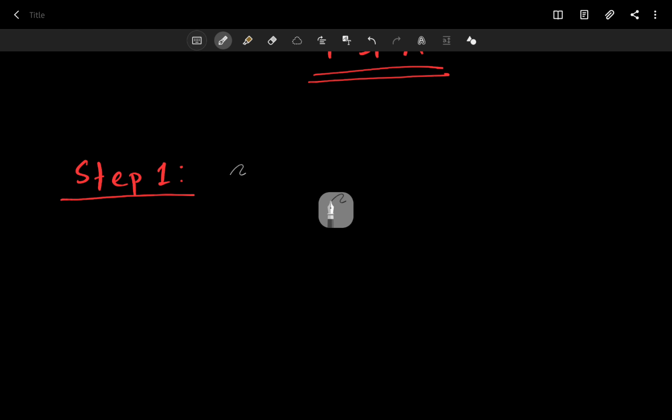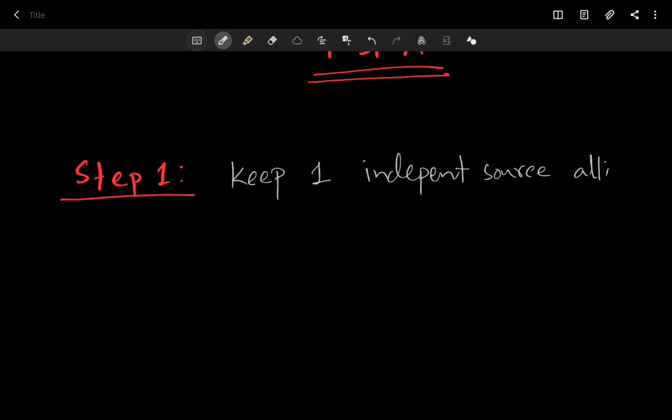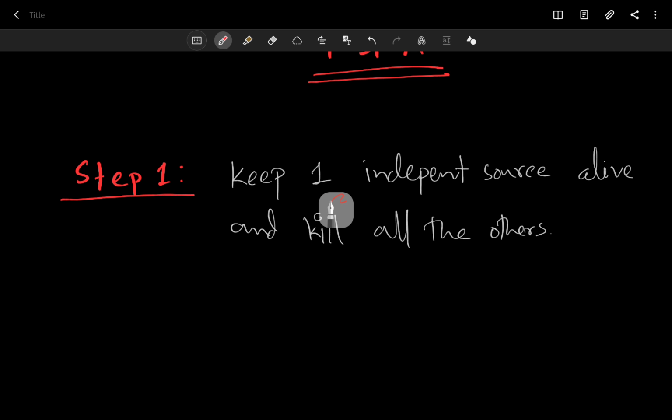Okay, so keep one independent source alive and kill all the others. Okay, so there's one important thing I did not mention here.